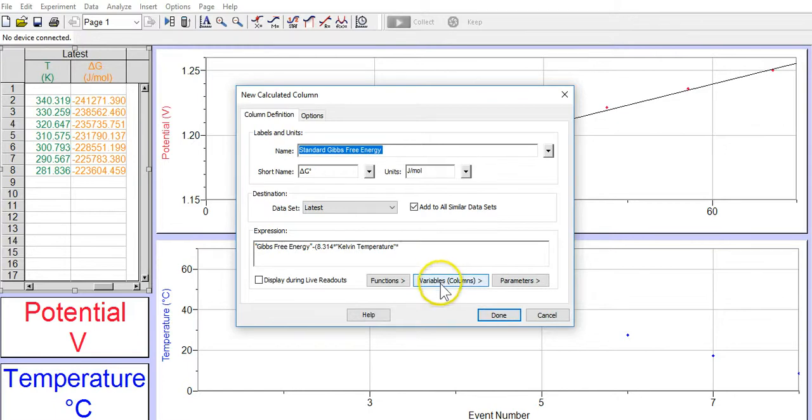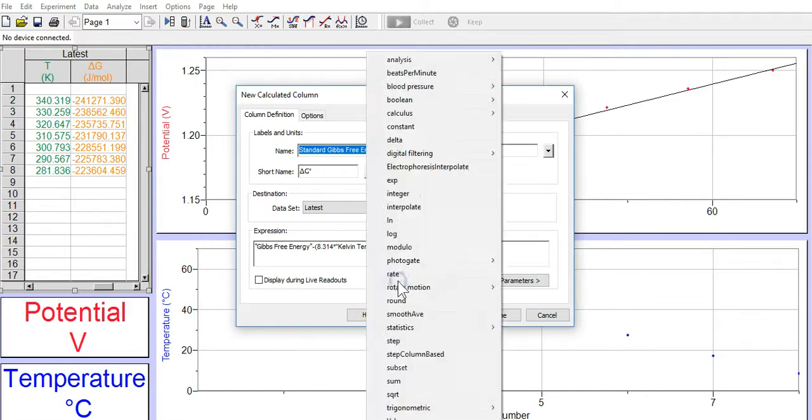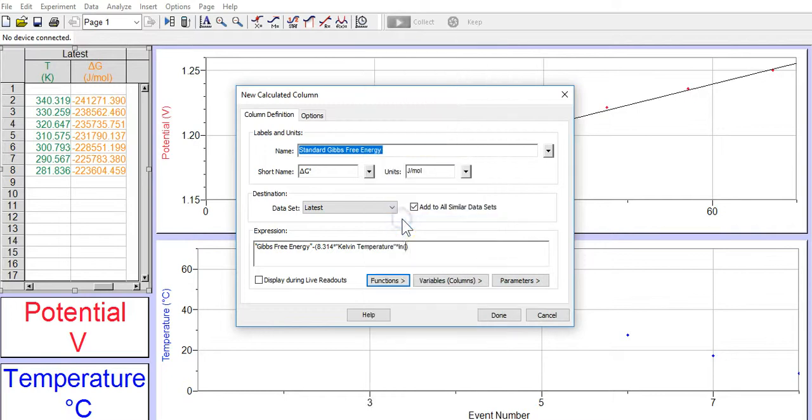times, and to find the natural log, we have to go to functions. You see it's right about the middle of the column, ln, and we have 1.0 molar zinc and 1.0 molar copper 2+. Close that parentheses to make sure that that whole term is going to work. So click done.